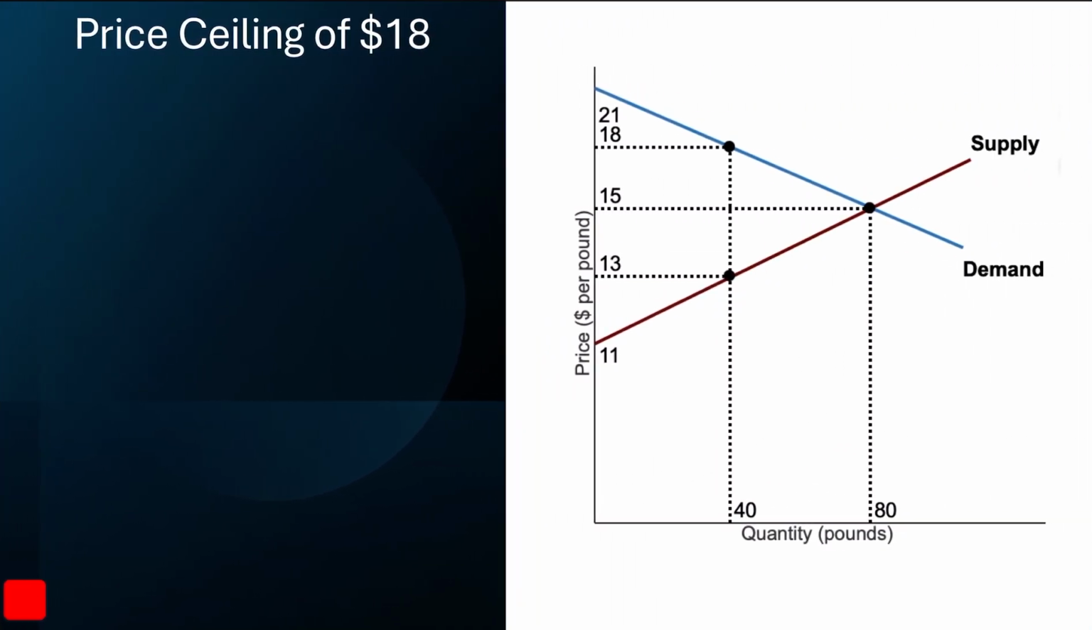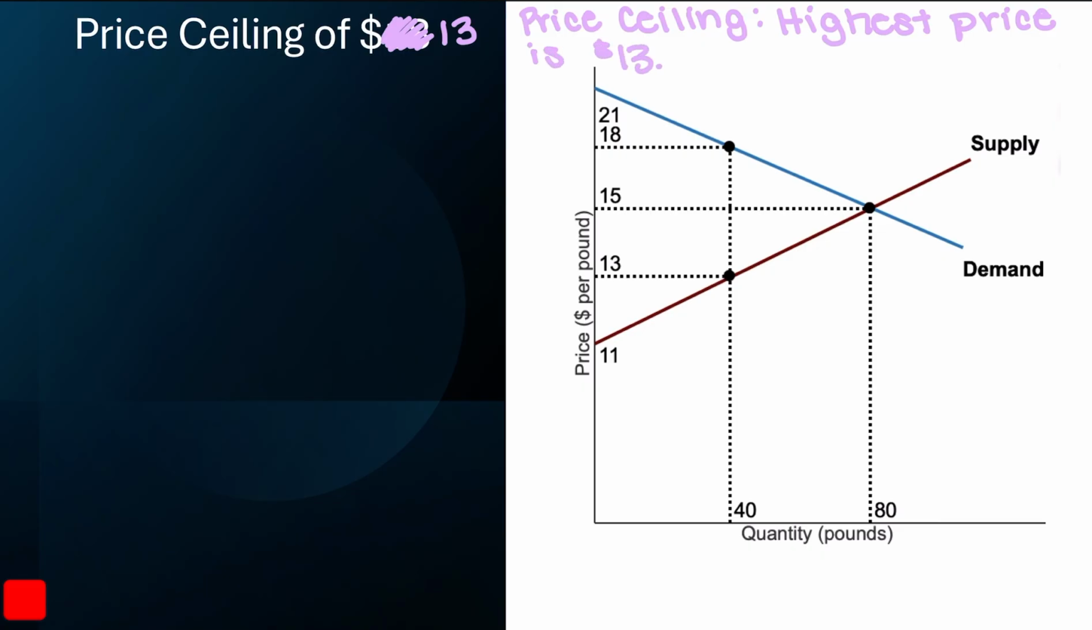Then the last one, actually we need to fix this. This needs to say 13. It is going to be a price ceiling of $13. And if it's a price ceiling, that means that the highest price that can legally be charged is $13. And since it's below our equilibrium price, it's binding. So it's going to be here instead.